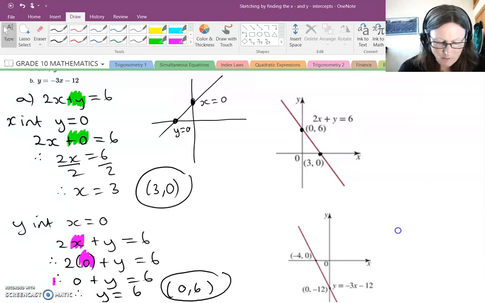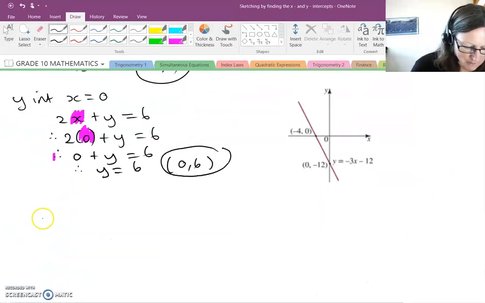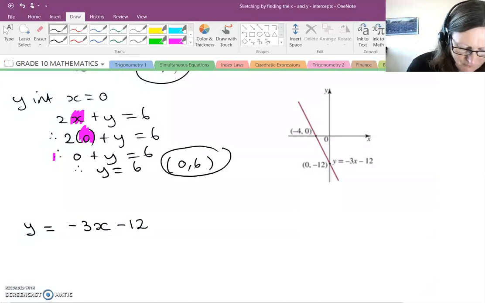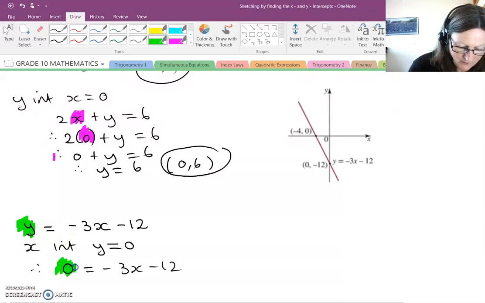Let's look at our second example. So our second example is y is equal to, that's our second one. So let's start with our x-intercept. Remember, for our x-intercept, y is equal to 0. So instead of y, I'm going to put 0. Again, just highlighting that. Instead of y, I'm putting 0. So now let's solve for x.